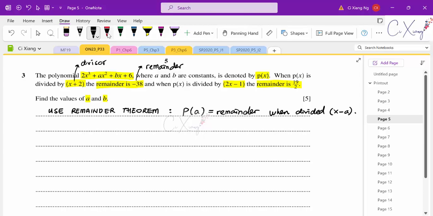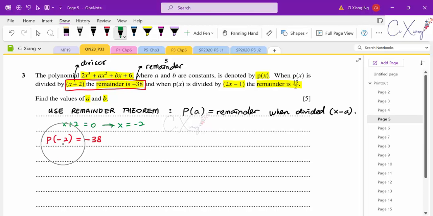Now let's have a look at the first piece of information here. They are saying that when the polynomial is divided by x + 2, the remainder is equal to -38, which means that if I substitute -2 into the polynomial, I'll get the remainder equal to -38. How do I get the -2? You can assume that the divisor x + 2 equals 0, therefore you get x equals -2. This is how the -2 comes from.